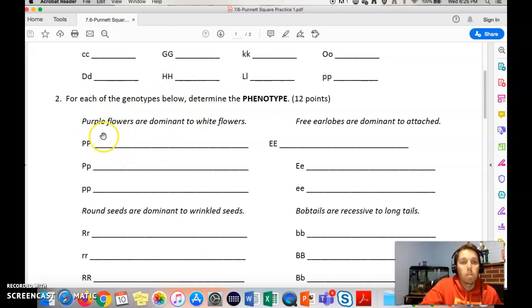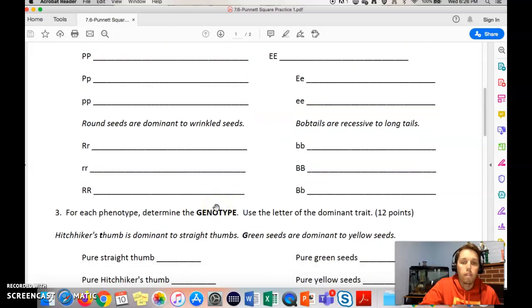For example, it says purple flowers are dominant to white flowers. So we know that anytime there is an uppercase dominant P, the flower will be purple. So big P, that has at least one big P, it will be purple. Big P, again, it has the dominant big P, it will be purple. Little p, both recessive, that flower would be white. We'll do that for all 4 examples.